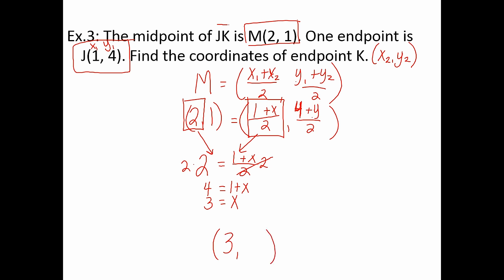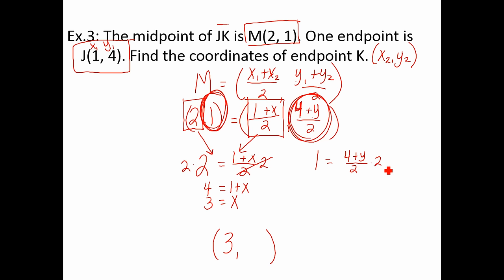I need to find the y. Well, using the same idea, the y part is a 1 when it all works out. So that means this part needs to work out to make a 1. So again, I'm going to set up a little mini equation here. 1 equals 4 plus y over 2.